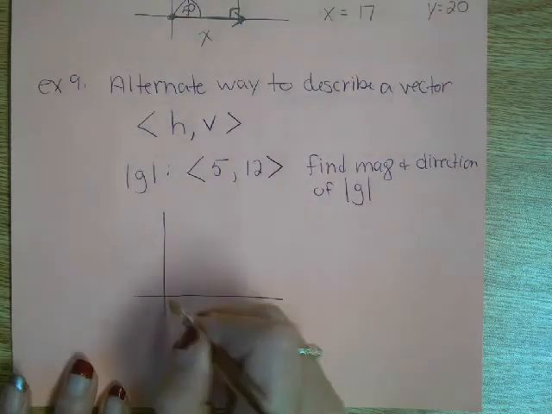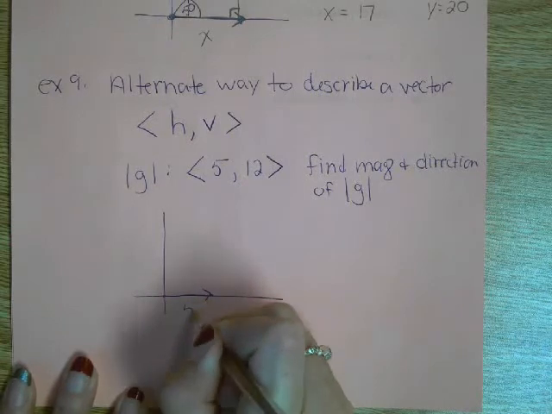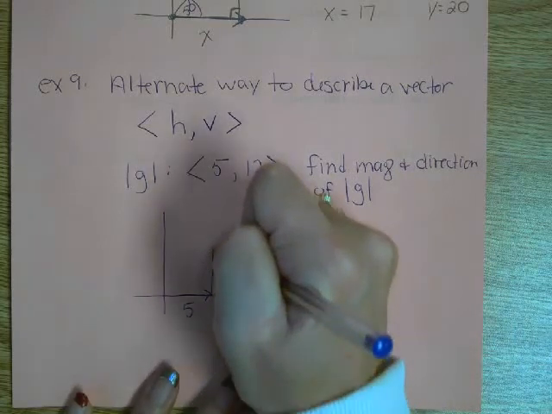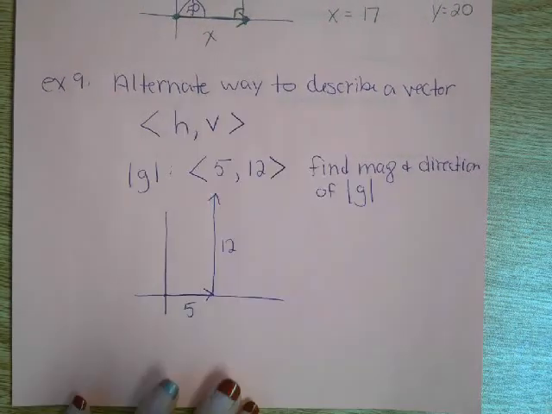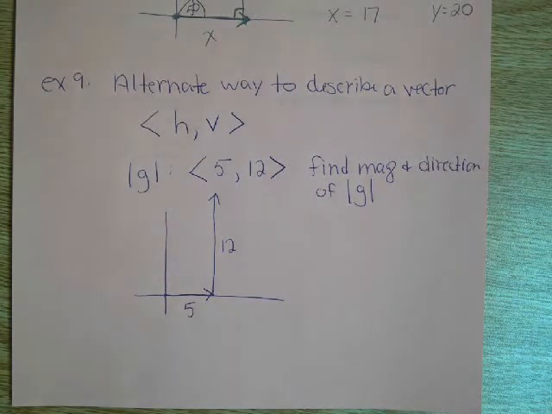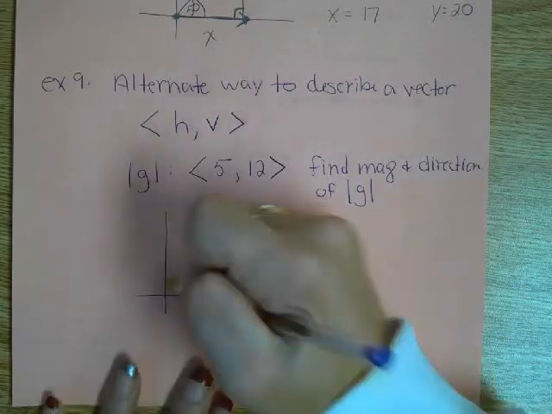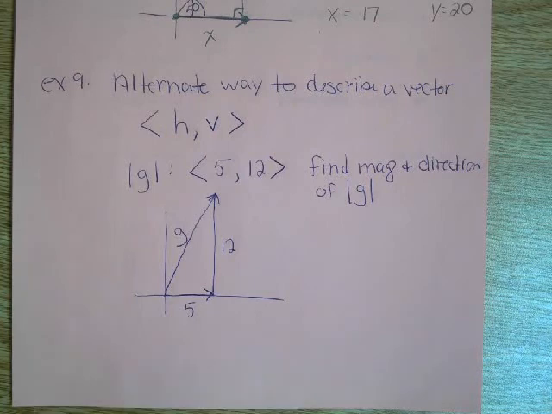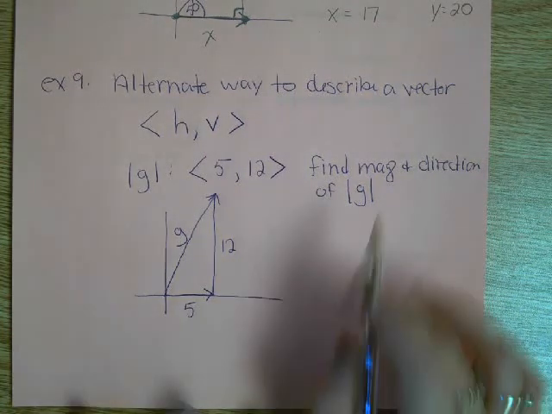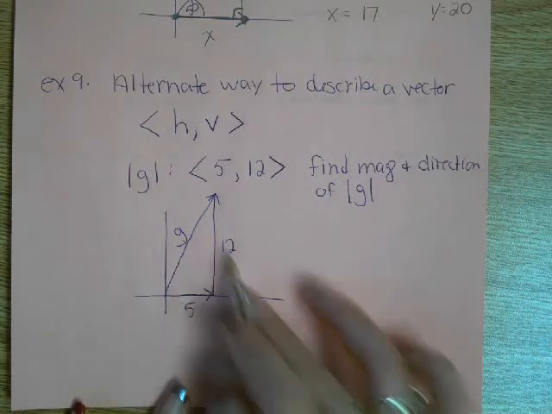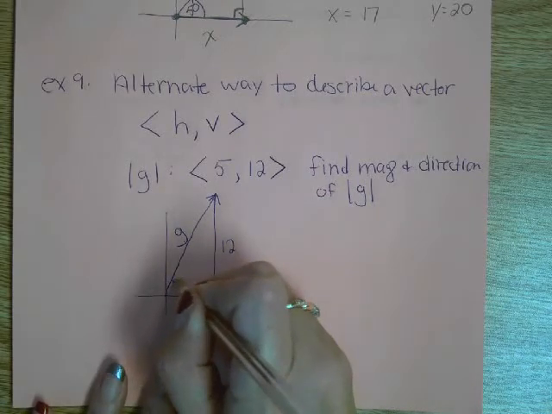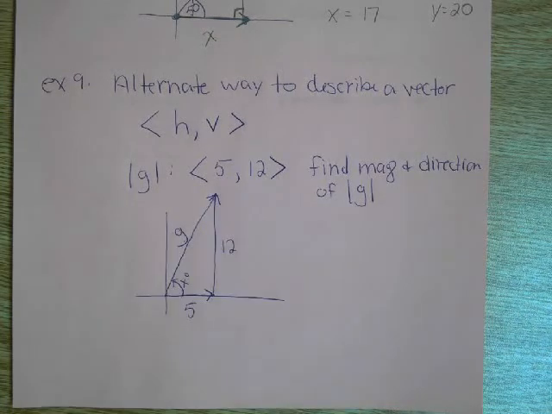So I know it has a horizontal component of 5 added to a vertical component of 12. So G is this vector right here. And it's asking me for two things. Its magnitude is essentially its length, which we can get with the Pythagorean theorem. The direction, what do I need to find to give the direction of G? The angle measure at the origin. How far around counterclockwise is it? That'll be its direction.